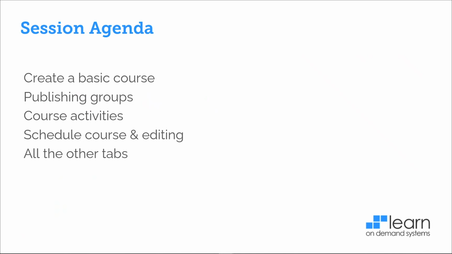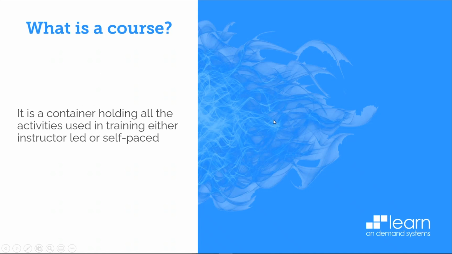Today we're going to be talking about things that are available when you create a course. We're going to start with creating a basic course and then talk a little bit about publishing groups. We're going to move on to course activities and setting those up. Then we'll look at scheduling a course and editing the course after it has been scheduled. And then we're going to look at all the other little lab tabs and features in there.